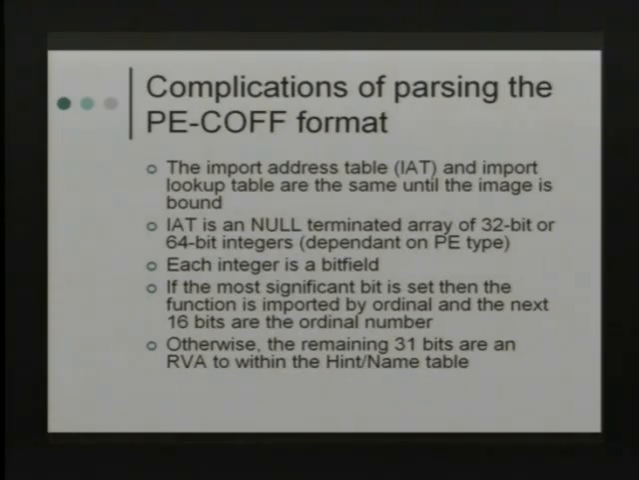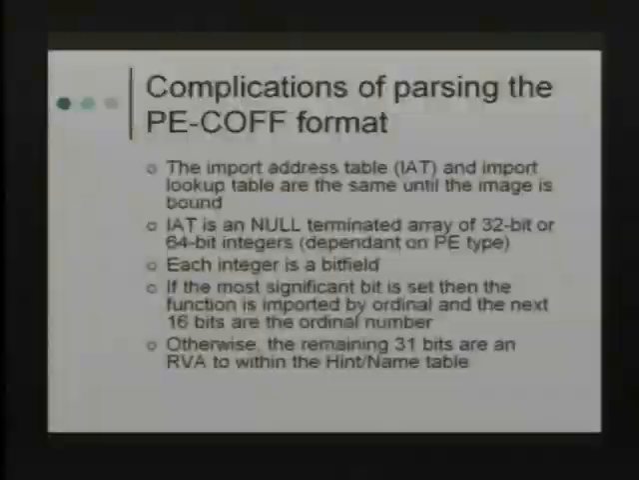And you're supposed to have the IAT and the ILT. They're supposed to be the same thing until the image is bound, which again, I found was not always the case. Microsoft does some optimization. Borland does their own little thing. And what's in the specification isn't necessarily what's in the binary.